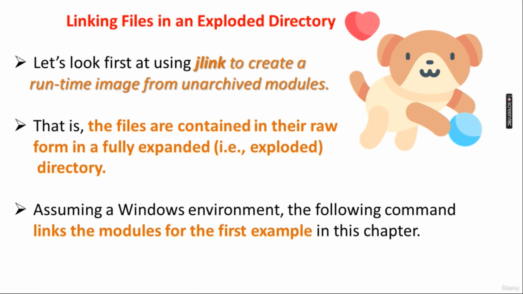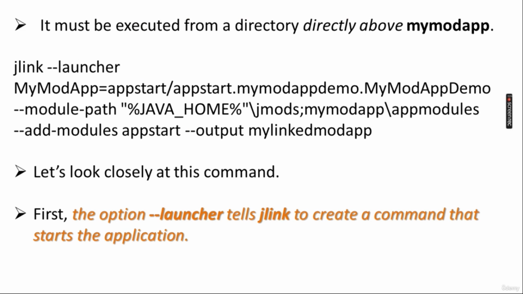Assuming a Windows environment, the following command links the modules for the first example that we have seen at the start of this chapter. It must be executed from a directory above the MyMod application. jlink --launcher MyModApp=abstract.mymod.app.demo/MyModAppDemo --module-path $JAVA_HOME/jmods;MyModAppModules --add-modules abstract --output mylinkmodapp. This command must be executed from a directory directly above the MyMod application directory.